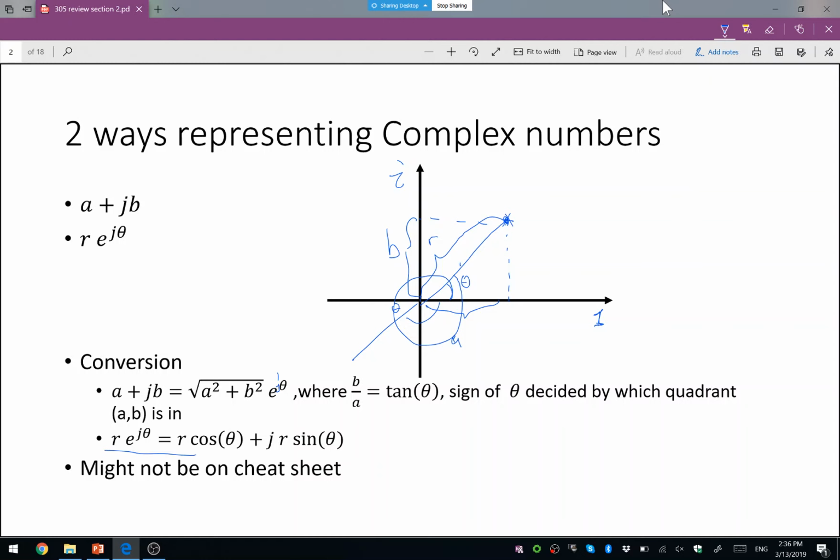This is straightforward. You don't need to decide anything. So just use cosine and sine. This might not be on the cheat sheet. But till now, I think you already got the cheat sheet. You can check what's on it and what is not on it. But I recommend that you remember this. This is pretty basic.